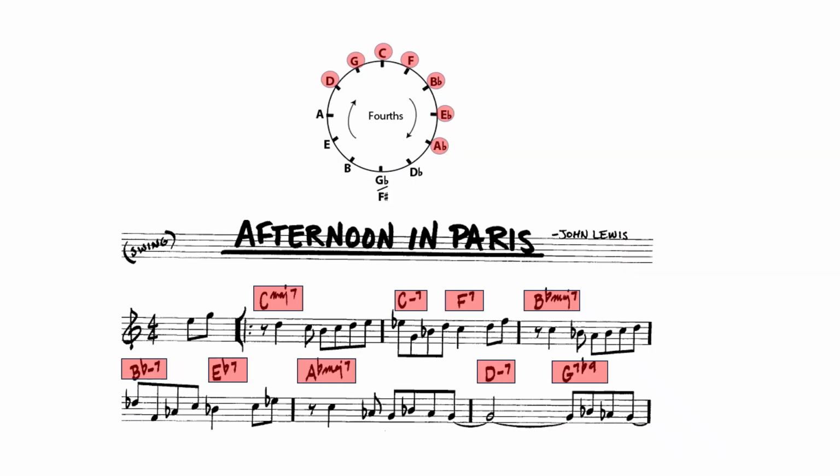Afternoon in Paris shows chords moving in fourths, from C to A flat, then diagonally to an augmented fourth, to D, followed by its fourth, G.